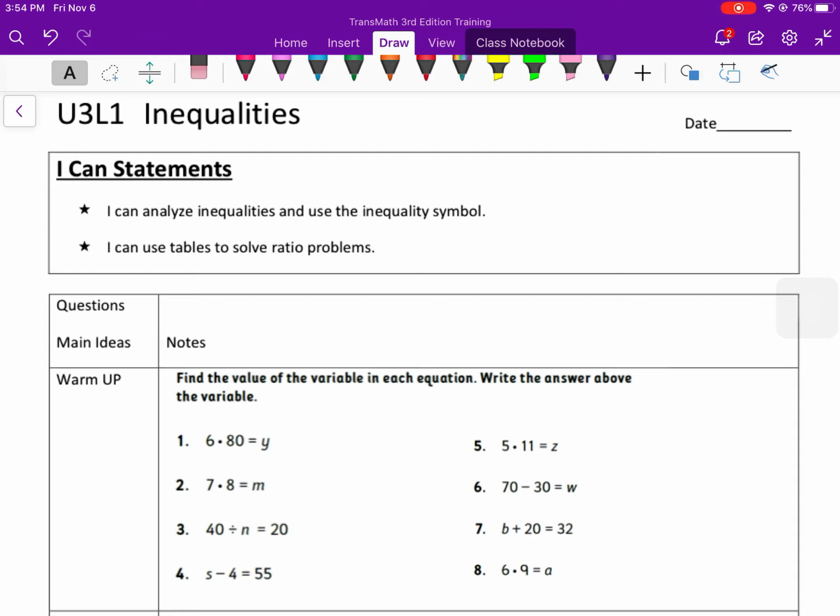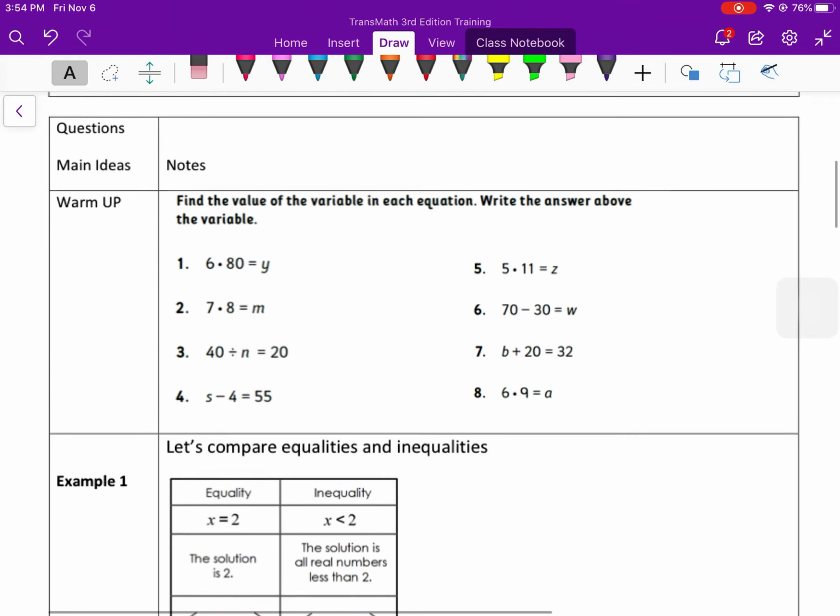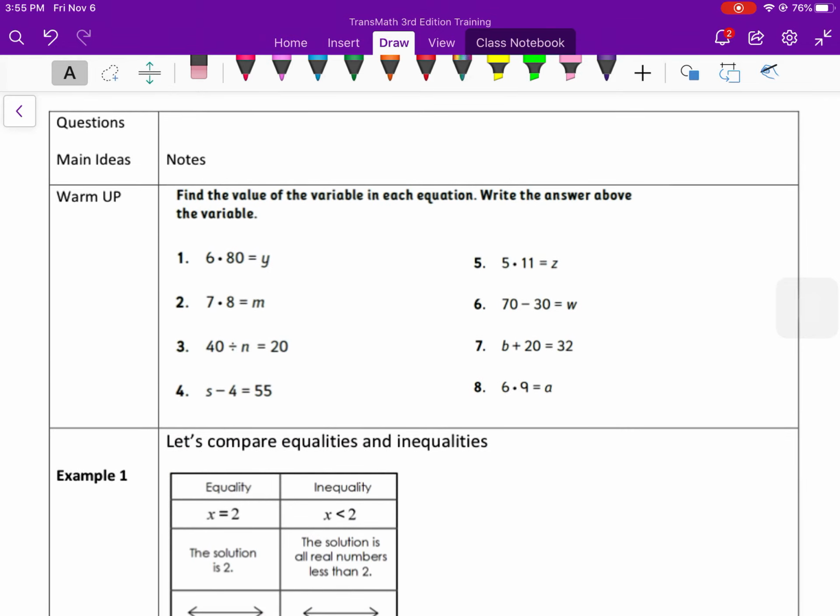The first thing I would like you to do before we get started is just to review some warm-up questions here. Find the value of the variable in each of these equations. Write the answer above the variable. So pause the video here and try to answer those questions for me.